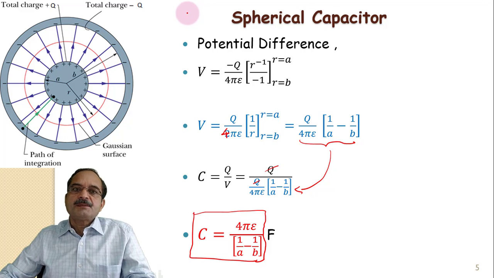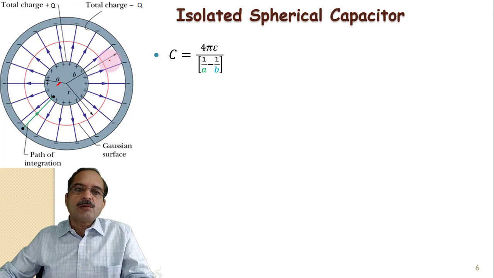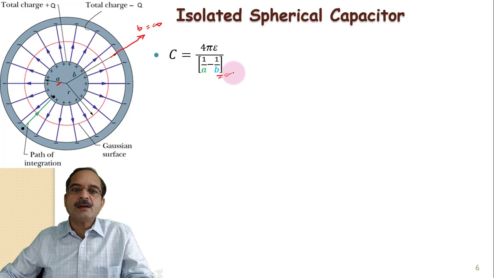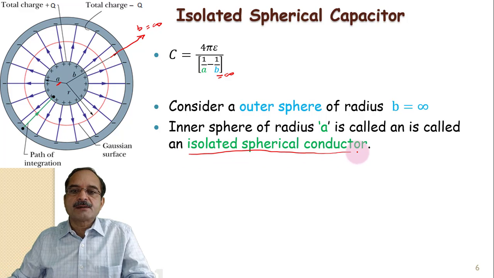Now let us study some special cases of this spherical capacitor. Now we assume it is an isolated capacitor. That means it has an inner sphere with radius a, and the outer sphere of radius b we assume is located at infinity. So substituting b equal to infinity here. Since the outer sphere is located at infinity, the inner sphere we call the isolated spherical capacitor.